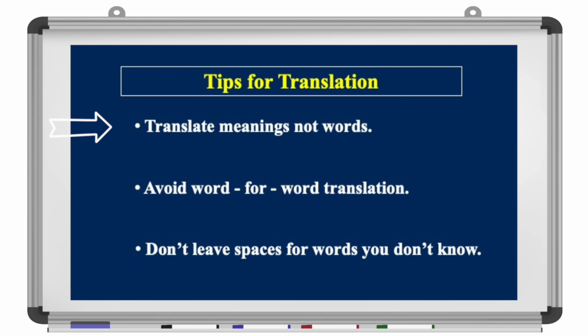Now, let's learn about translation. Translation is one of the easiest things ever, but very challenging. But if you follow these steps, I'm sure that you can do excellent translations. First, you have to translate the meaning and not the words. Second, avoid word-to-word translation. Now, the last tip for translation is don't leave spaces for words you don't know.